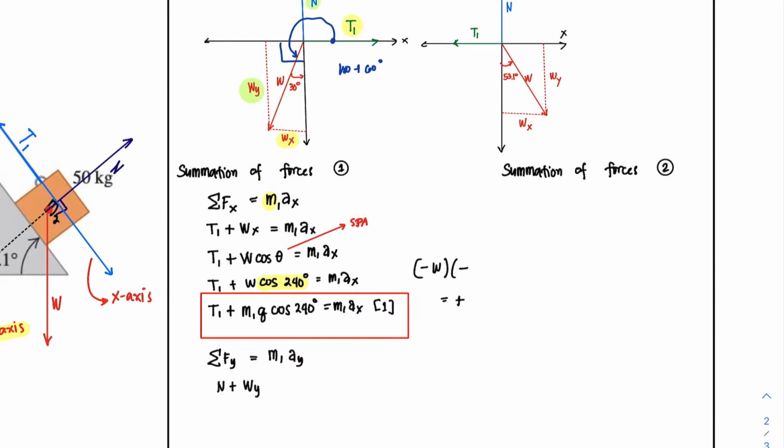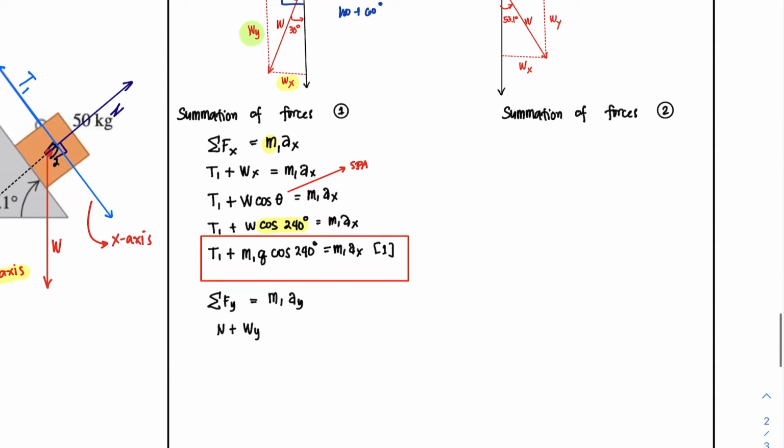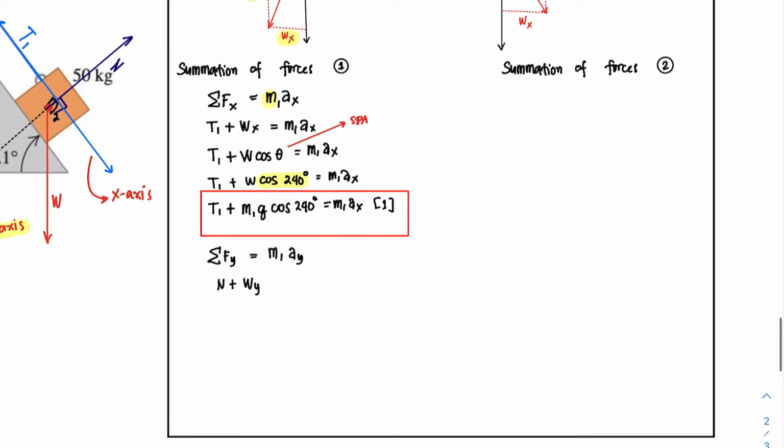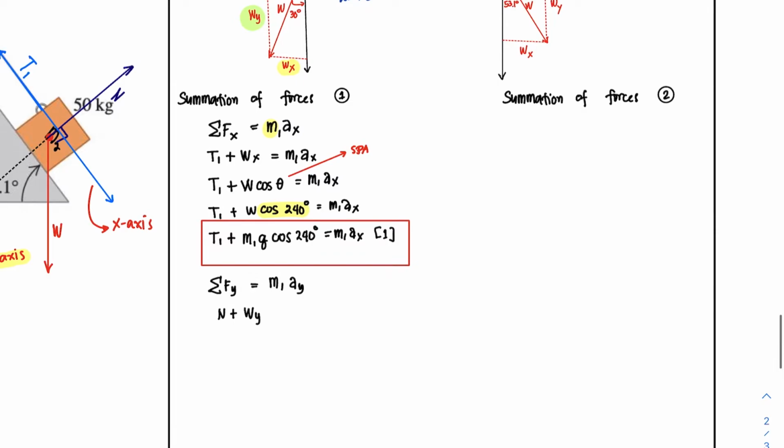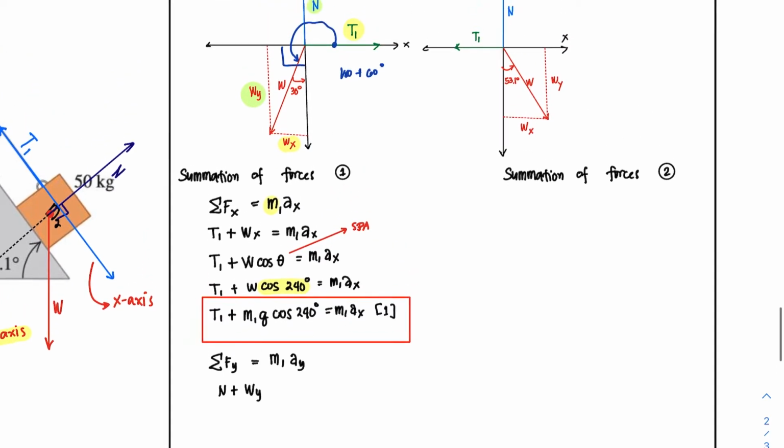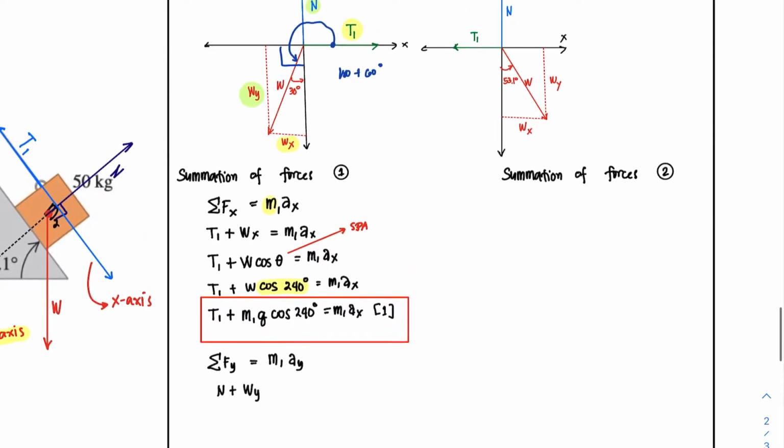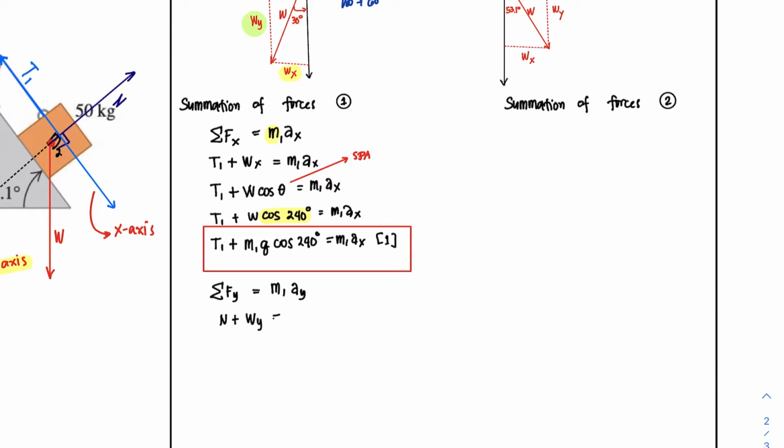So I'm hoping that is somehow reviewing the concept, because I keep on talking about that in problem B and C. So I'm just going to write plus Wy over there. What are the other forces along the y-axis? There are none, only the two. So I'm going to write here is equal to m1 acceleration along y.